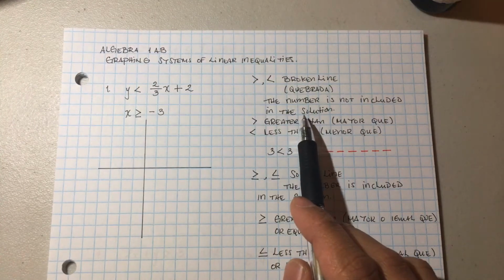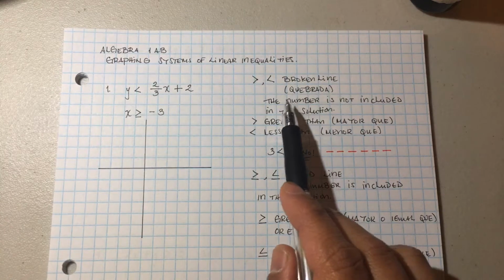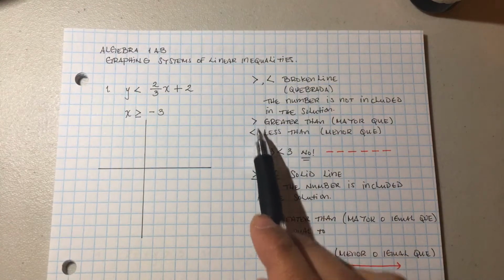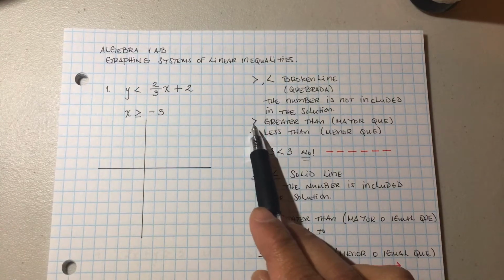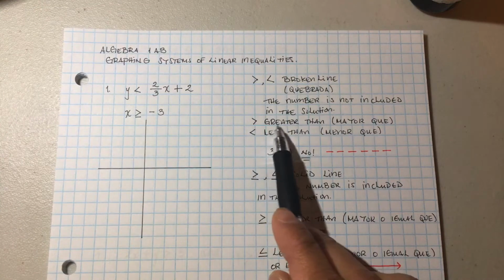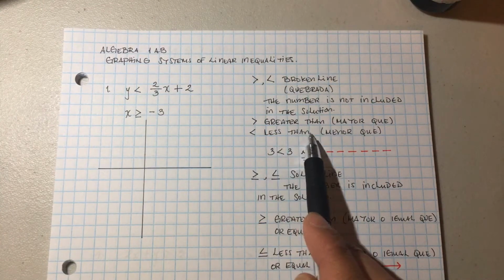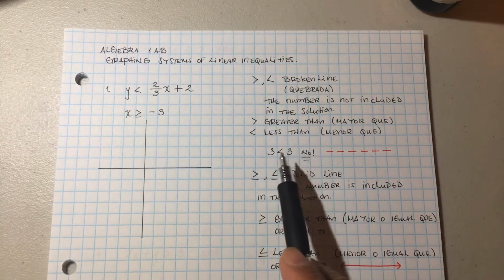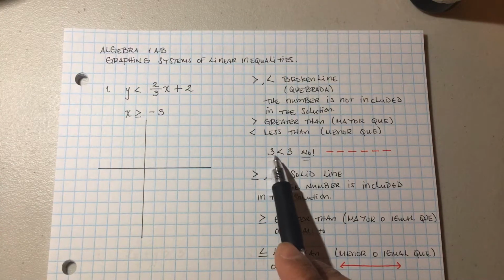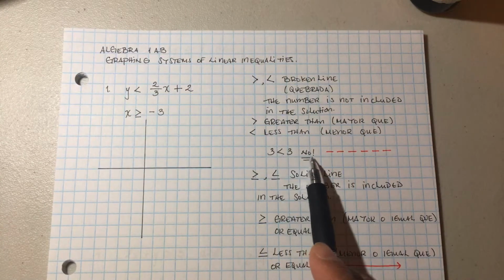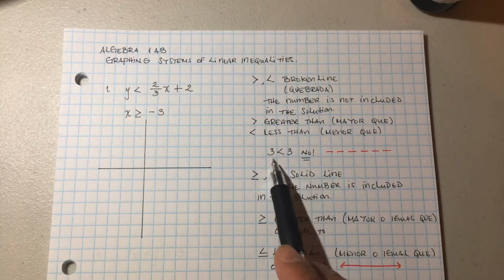Hopefully you guys have reviewed this, but what this means is this number greater than, and this means less than. If I ask you, is 3 less than 3? You're going to say no. 3 is not less than 3. 3 is equal to 3.